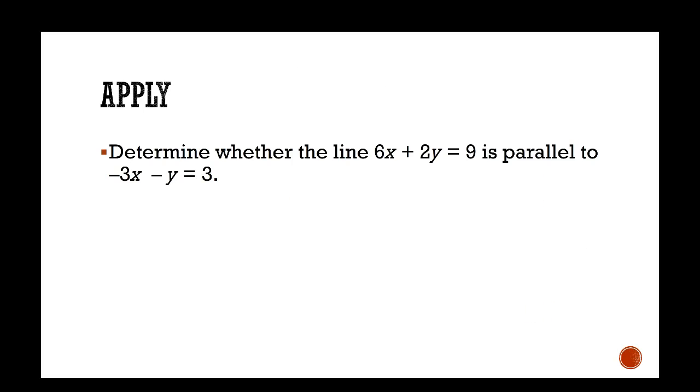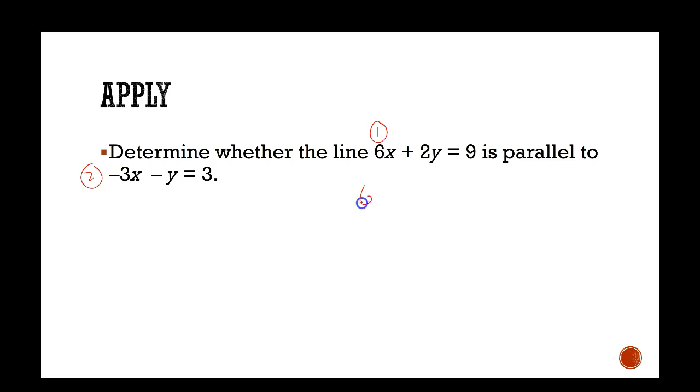So how can I determine if the line 6x plus 2y equals 9 is parallel to negative 3x minus y equals 3? Well, in order to determine that, I have to figure out what is the slope of this first line and what's the slope of the second line. Now, I could do that a couple ways. You could graph both of them, and that would work. I'm going to choose to use the slope-intercept method to figure it out.